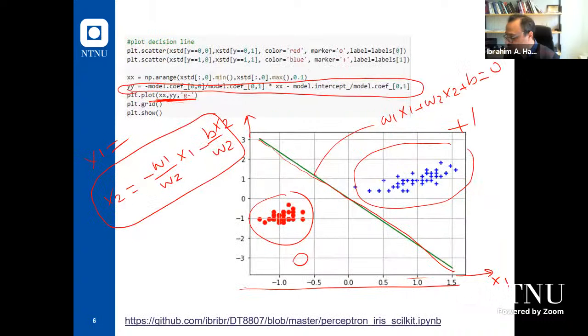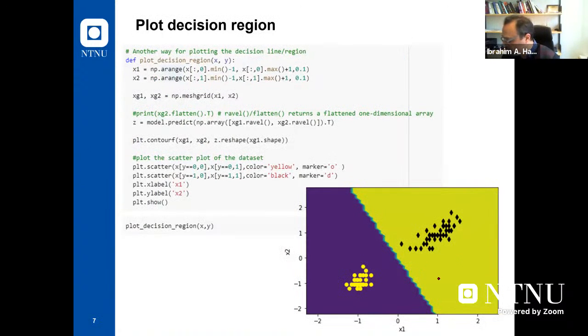So plotting the decision line, I can plot it this way, which is nice. It will make this pure line. It looks like a very beautiful line. But if you want to get a graph like this one, in this case, we need to write a function, for example, call it plot decision boundary region.